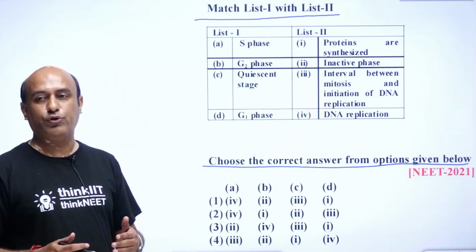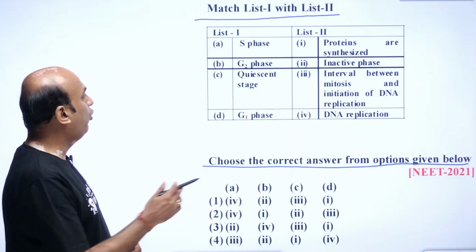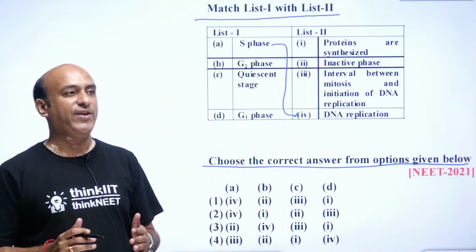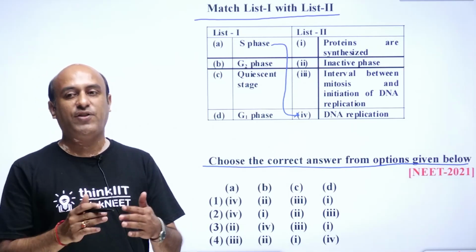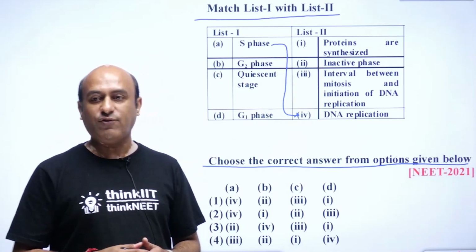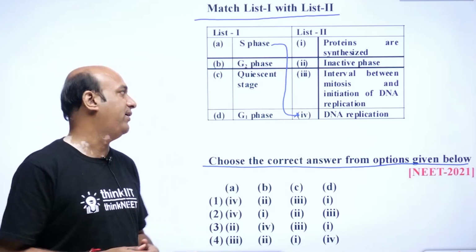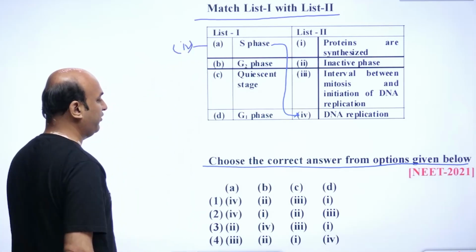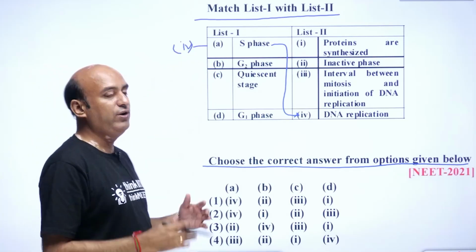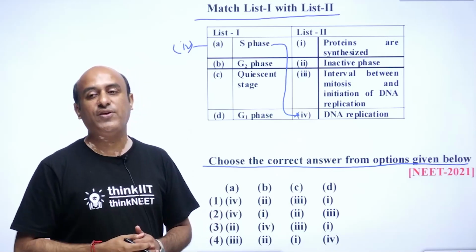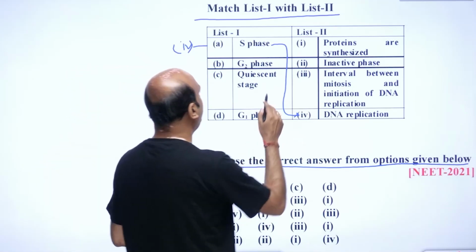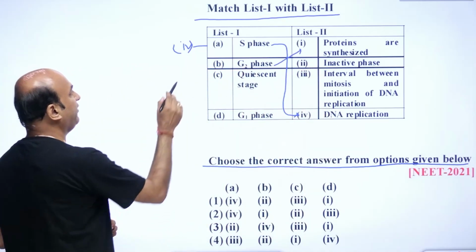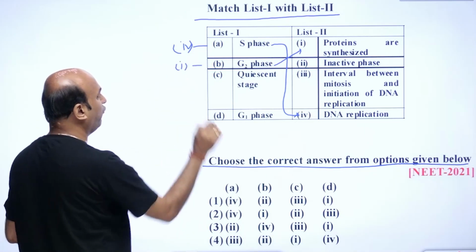So student, here which option is the correct one? We know that if we are talking about S phase, what will happen during the cell cycle in S phase? In S phase the replication of the DNA occurs, so that the amount of DNA gets doubled. So student, here A is matching with 4. So I am writing here A is matching with 4. B, G2 phase. We know that in G2 phase proteins are synthesized. That means B is matching with 1. So I am writing here 1.